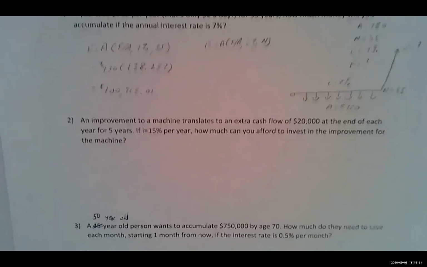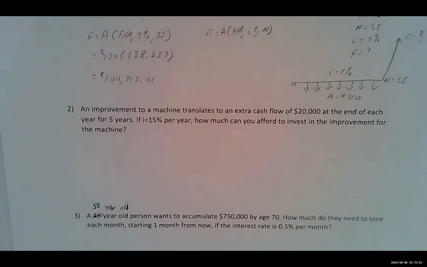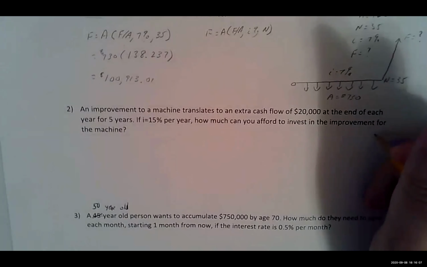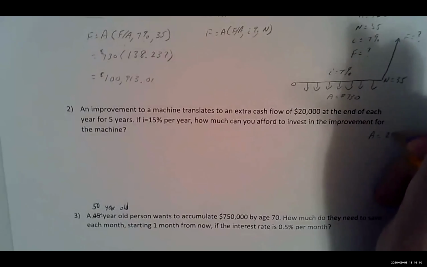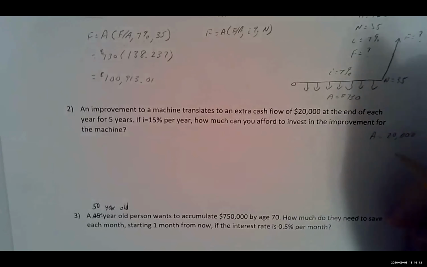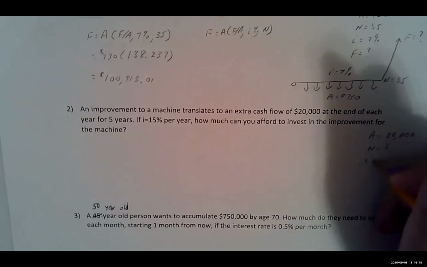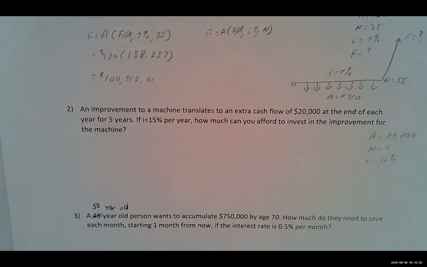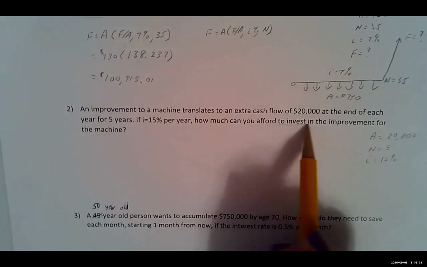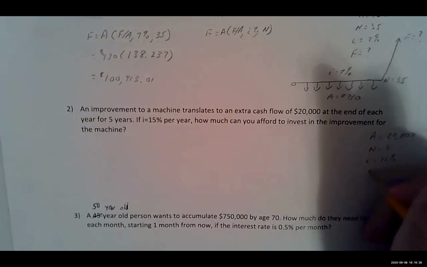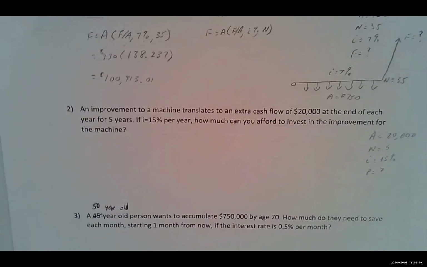All right, so the next one: an improvement is made to a machine that gives you an extra cash flow of $20,000 at the end of each year for 5 years. If the interest rate is 15% per year, how much can you afford to invest in the improvement for the machine? So what am I given? I'm given A is equal to $20,000. I'm given N is equal to 5 years. I'm given I is equal to 15%. And what am I looking at? I'm looking at how much can I afford to invest? Well, that's what I'm putting in now, so I'm going to find a present value. That's what I'm looking for.